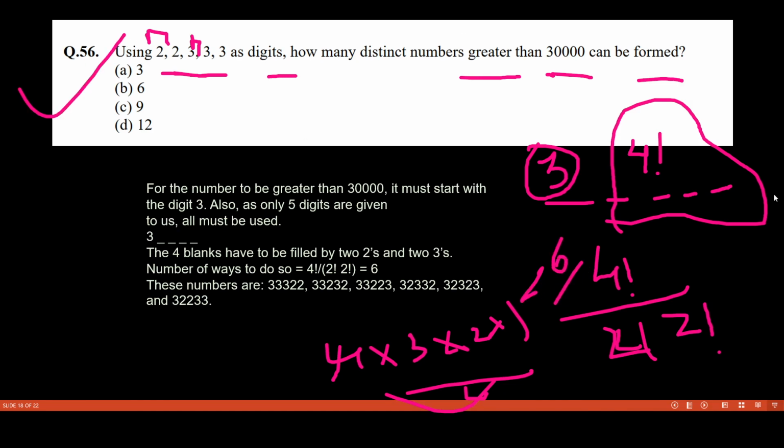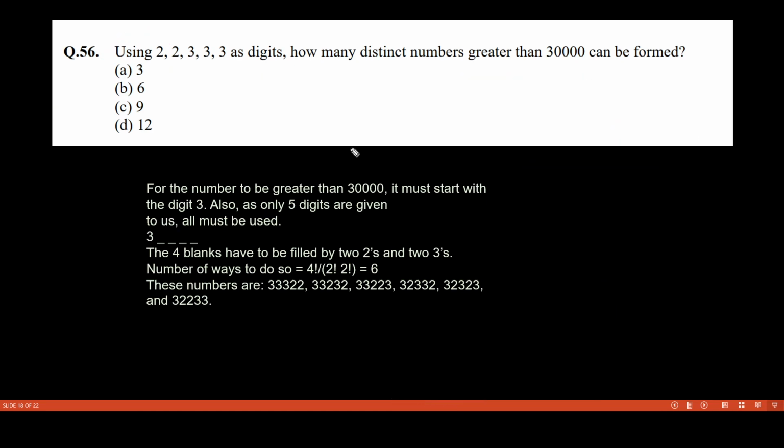So this is how you can do this question. These questions are very basic questions of permutation and combination.